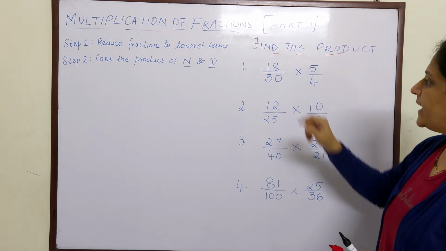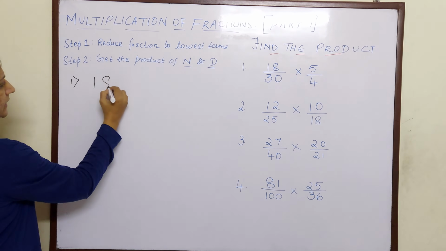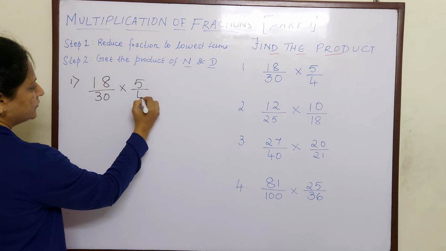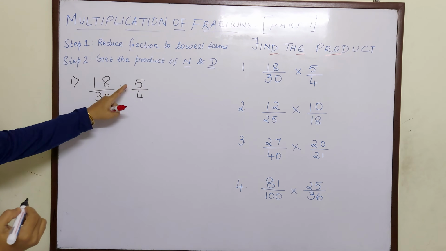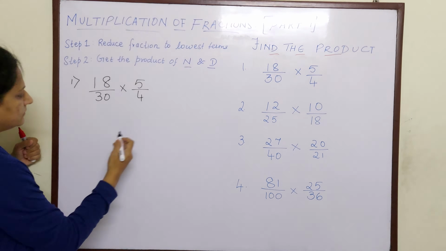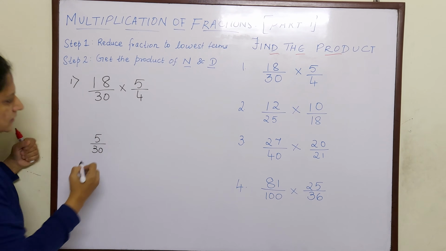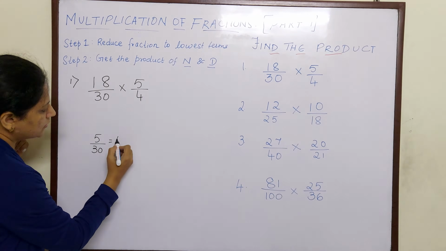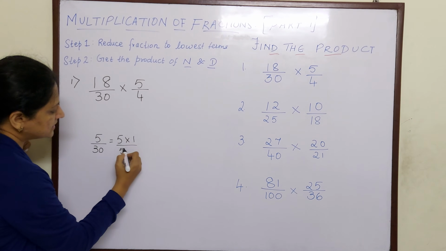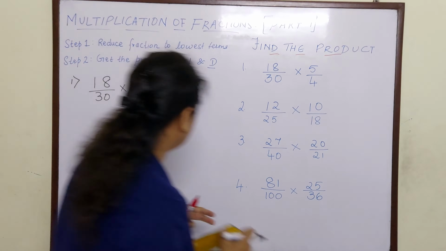Our first sum is 18 by 30 into 5 by 4. Now if you see children, you can clearly see that 5 and 30 are multiples of 5. So for example, I will write here 5 in the numerator and 30 in the denominator. So what is the common multiple? 5 ones are 5 and 5 sixes are 30. Right? So now we have a common multiple here, that is 5.